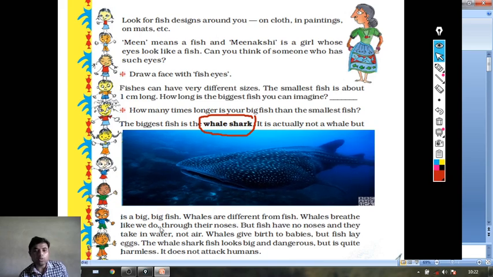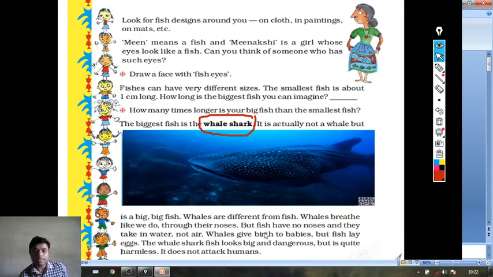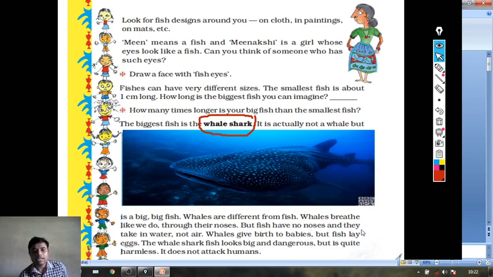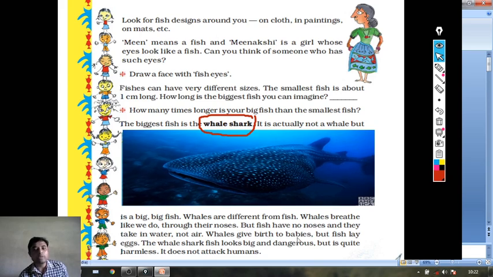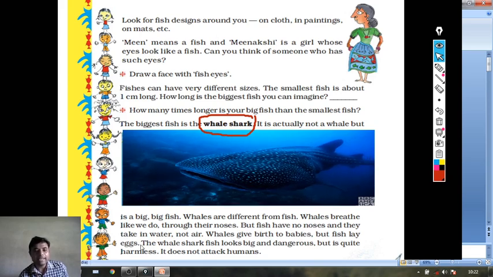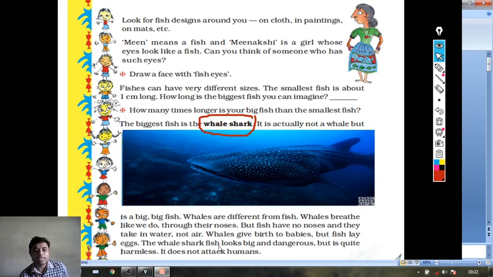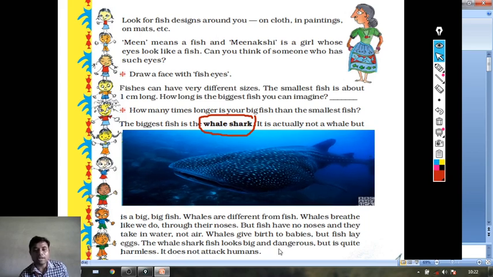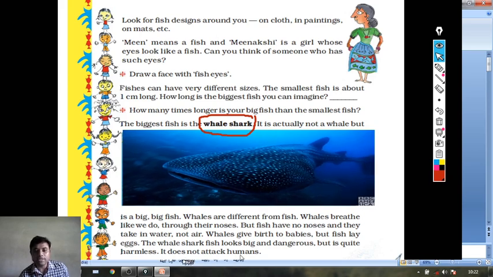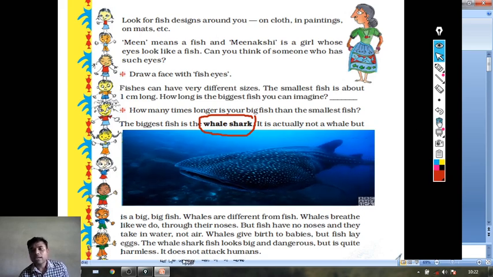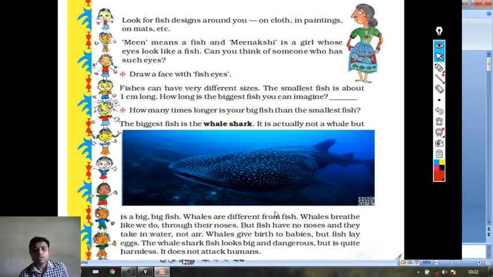Whales breathe like we do, through their noses, but fishes have no noses and they take in water, not air. Whales give birth to babies, but fish lay eggs. The whale shark fish looks big and dangerous, but is quite harmless. It does not attack humans. Okay, so here we have learned about whales, how whales give birth, how whales breathe.